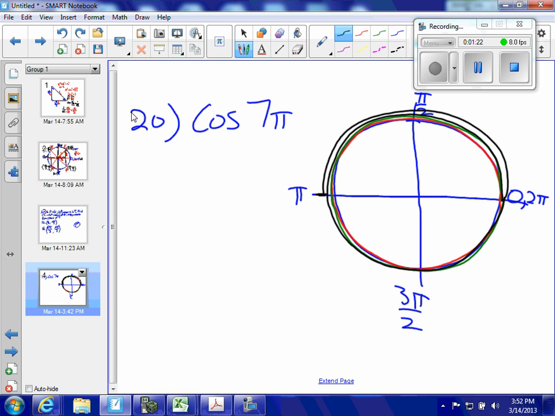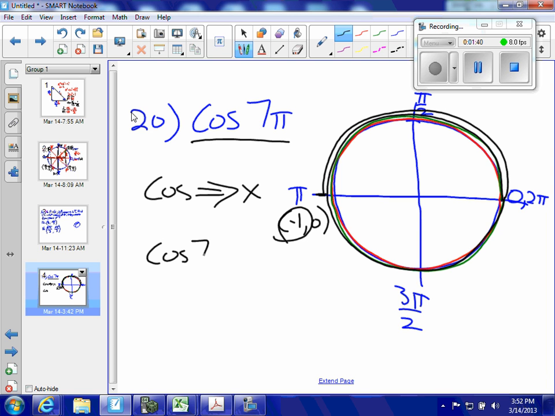Well, I know what the coordinates of that point are. The coordinates of that point are -1, 0. And I'm trying to find cosine 7 pi. Well, I know that the cosine is the x value. So cosine 7 pi is equal to -1.